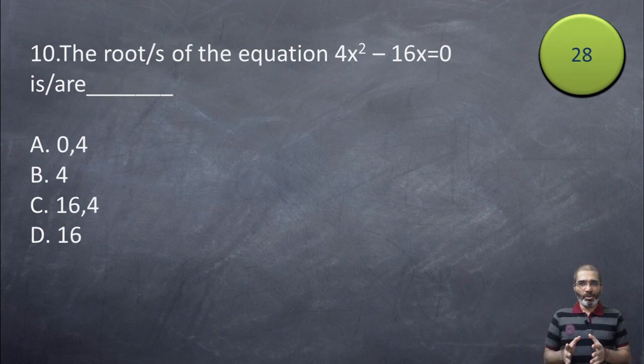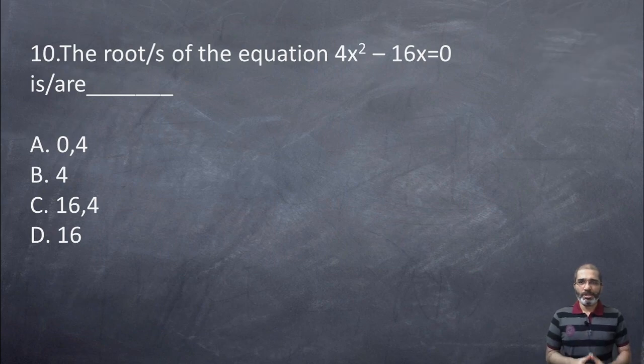Okay, again, the root or roots of the equation. Same, we can have either one answer or two answers. Let's see what we get. Time up, students. Now we have to solve the equation. So obviously the answer is 0 comma 4.